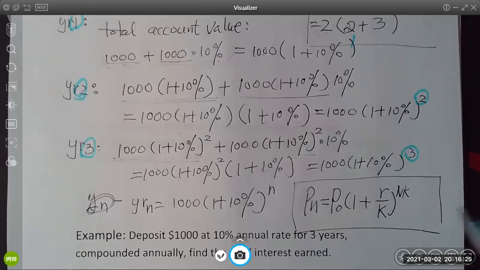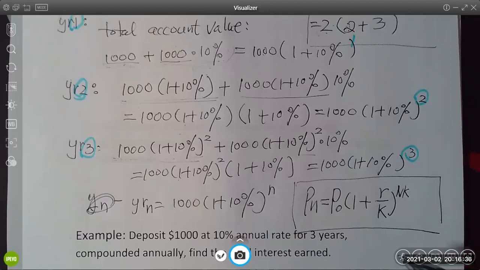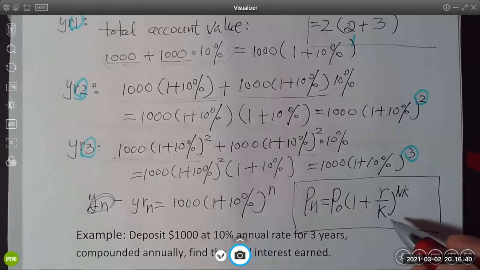If you do it with other frequencies such as semi-annually, semi means half. So if you do it every half year, you will do it twice a year. So in that case, K equals 2. Just make sure you get K correct.